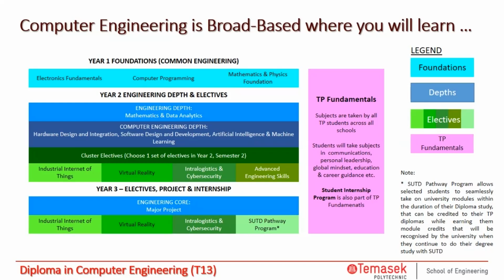In Year 2, students will develop depth in related areas to prepare them for Year 3, where they will need to do a major project and student internship. Students will also be asked to choose a set of electives, where they will be trained in selected areas such as Industry Internet of Things, Virtual Reality, Intralogistics, and Cybersecurity. For selected students, they may choose to start their university program with SUTD early, and they will spend the last semester studying some SUTD subjects.